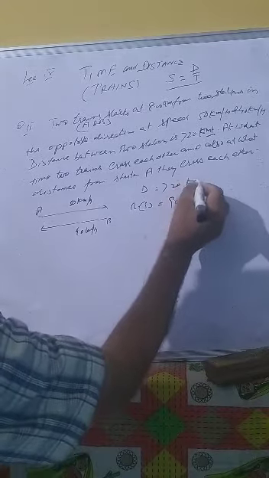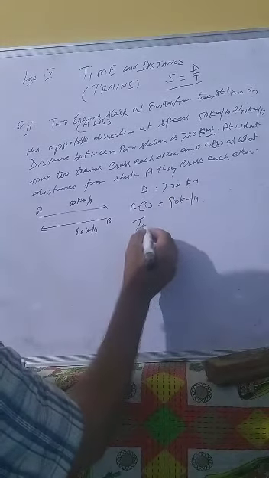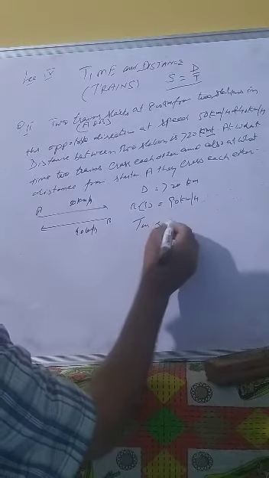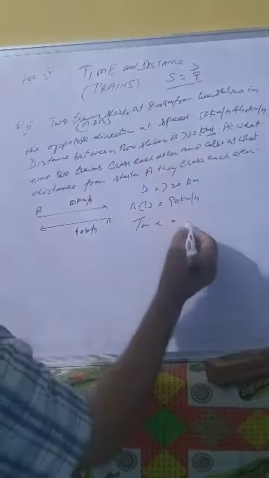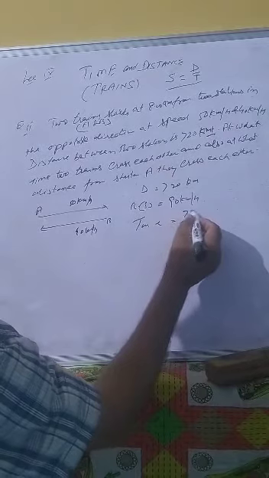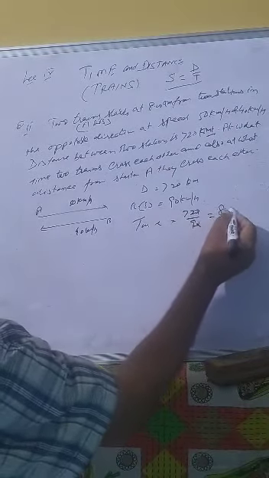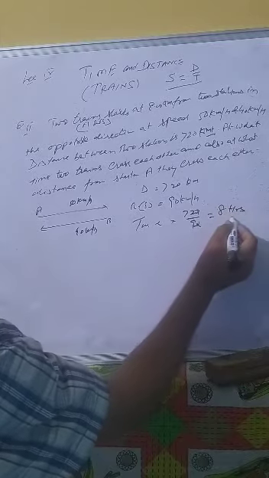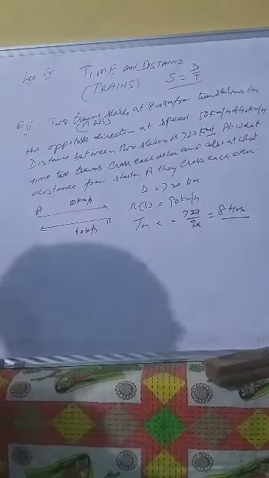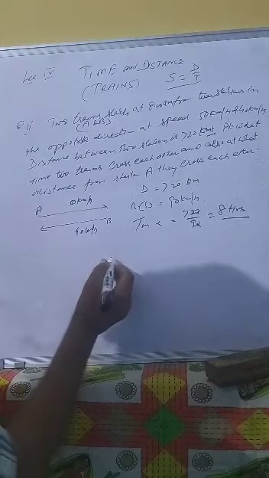This is also in kilometers. We have to find the time. What is time? It is equal to distance over speed. Distance is this, speed is this, then it is equal to 8 hours. After 8 hours, they will cross each other, and at what time?